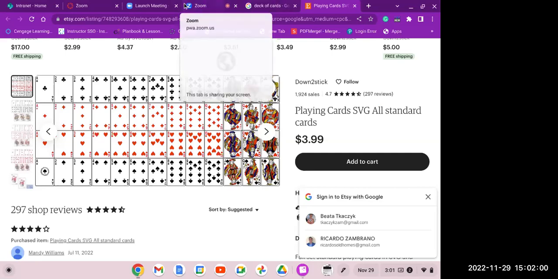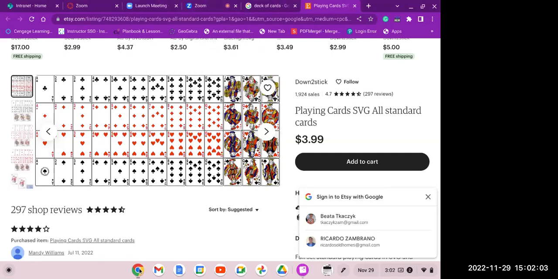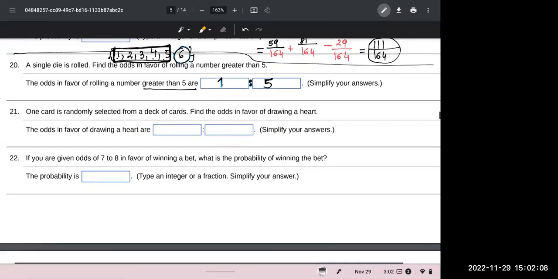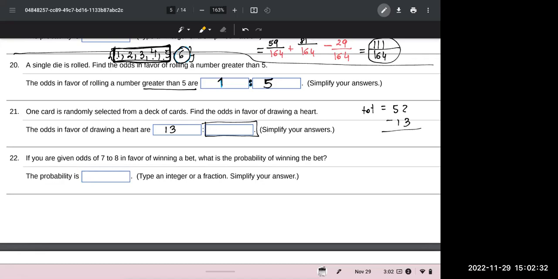So the odds in favor of selecting a card with a heart on it, it's going to be 13. And you have to remember that the total amount of cards is equal to 52. Okay, so here you're putting the amount of the remaining cards. So what is the amount of cards which do not have hearts on it? So from 52, subtract 13, and you will end up with 39. So 13 to 39, okay?